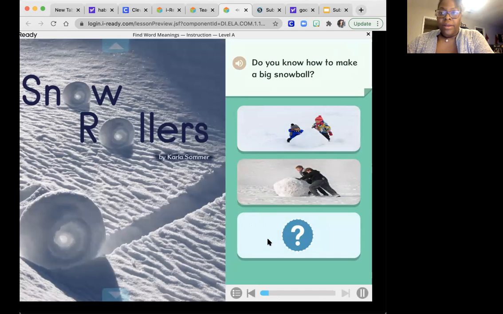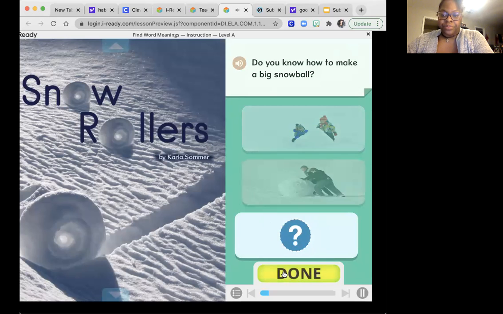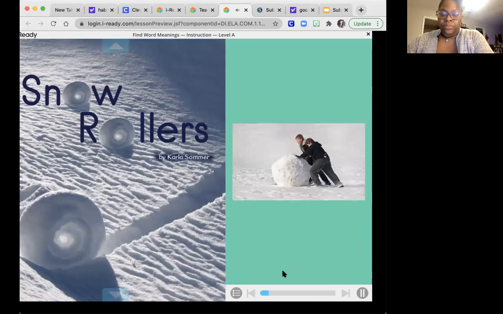So let's go ahead and assume that there are some people who don't know it, and we'll press the question mark. To make a big snowball, roll a small snowball through snow that is a little wet and sticky. The ball picks up more and more snow until it is big enough for a snowman.